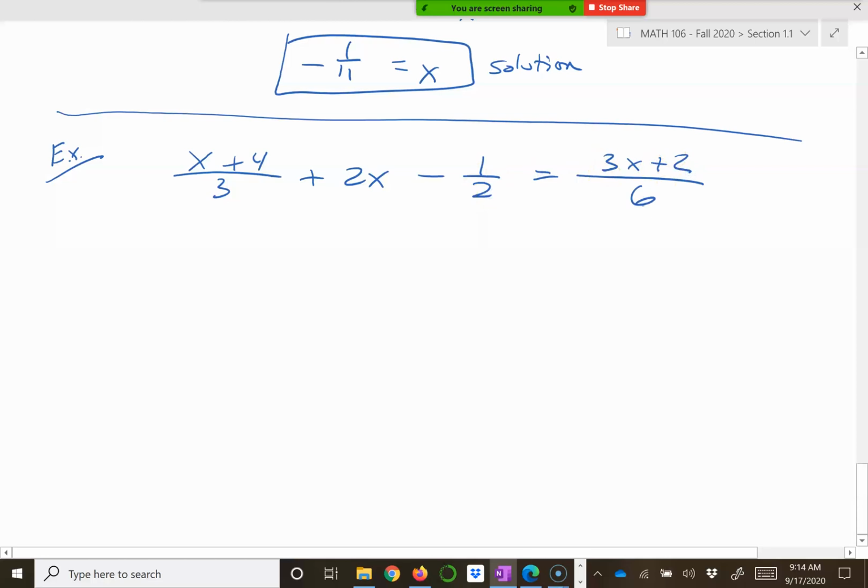Okay, so there we have it. Now, really, this 2x is really 2x over 1. So when we're trying to figure out what to multiply, you can sort of just ignore that 1 if you'd like. All right, so what was the process?